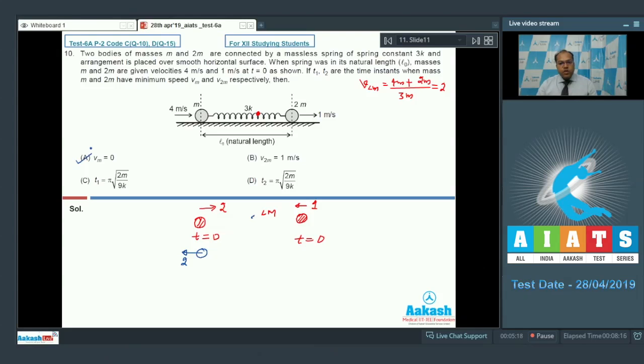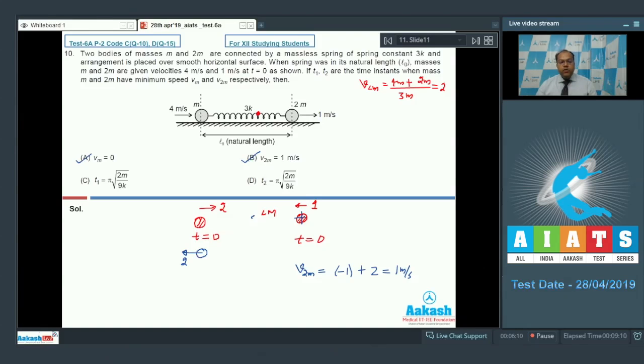Let's check the validity of option B. V2m is equal to 1 meter per second, that is the minimum speed of 2m mass. The minimum speed of 2m mass occurs at this moment at t equal to 0. So the velocity of 2m at this instant is the velocity of 2m with respect to center of mass, that is minus 1, plus the velocity of center of mass, which is 2. So it comes out to be 1 meter per second. So option B is also correct.